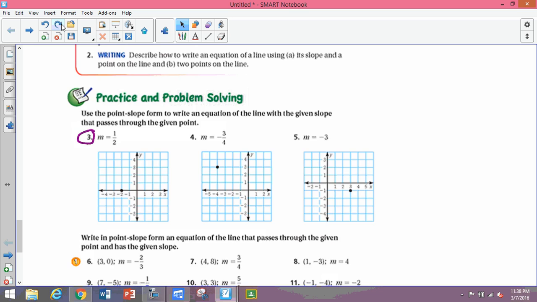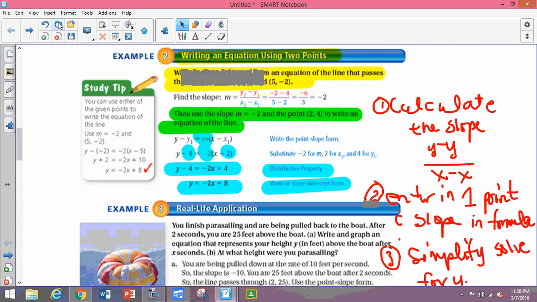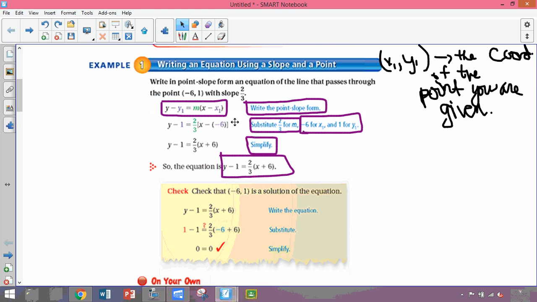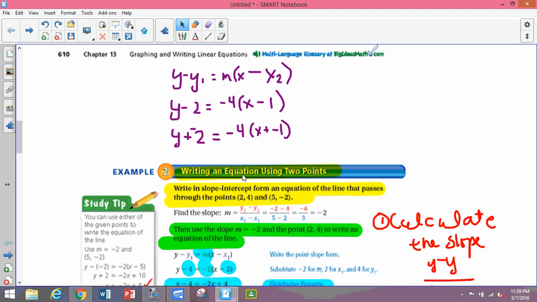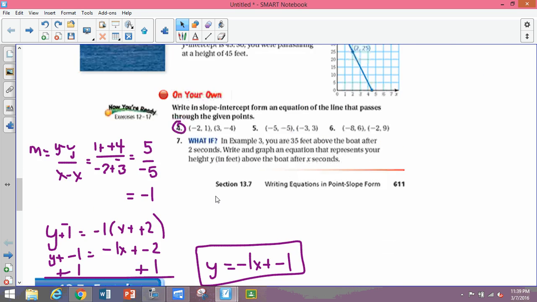Okay, I would like you to try this process now. What we did, back up to the top here, is when you're given the slope and a point, you plunk it in and then simplify it. When you're given 2 points, you calculate the slope and then plunk in a point and simplify it.